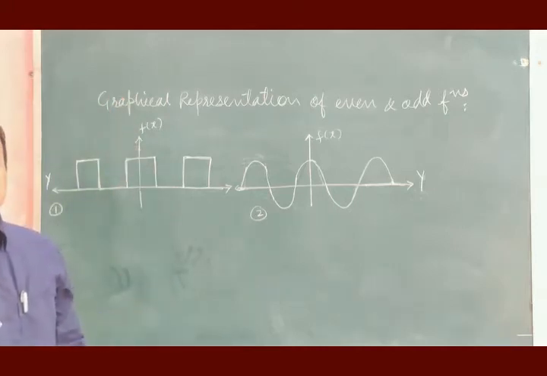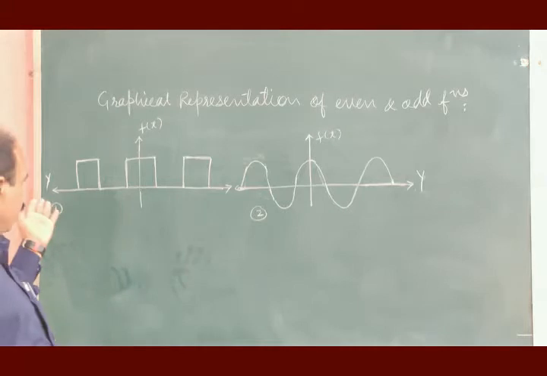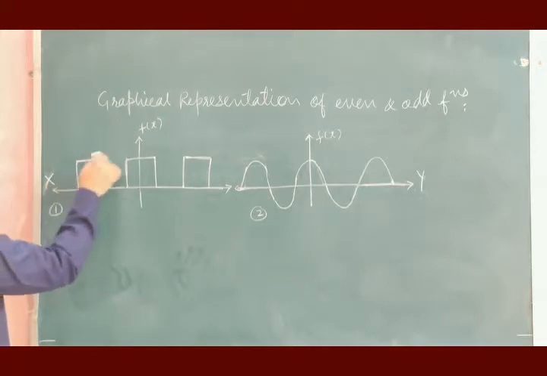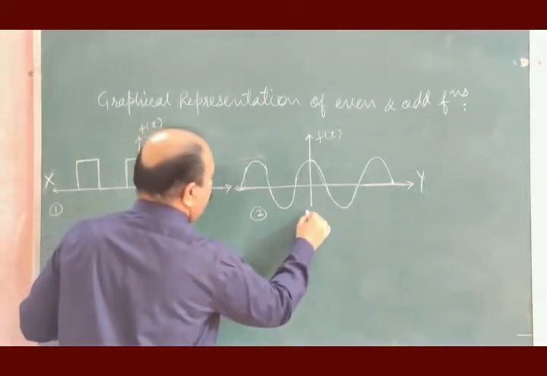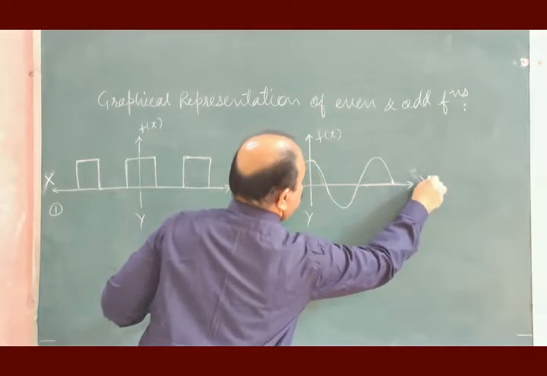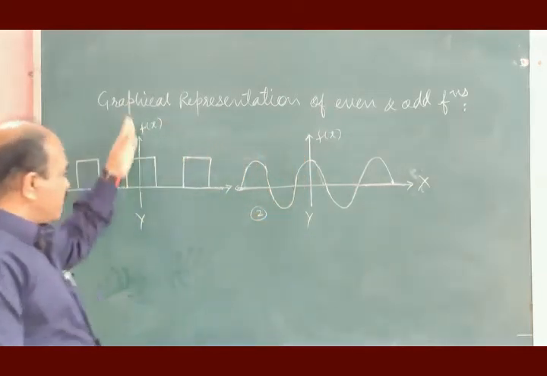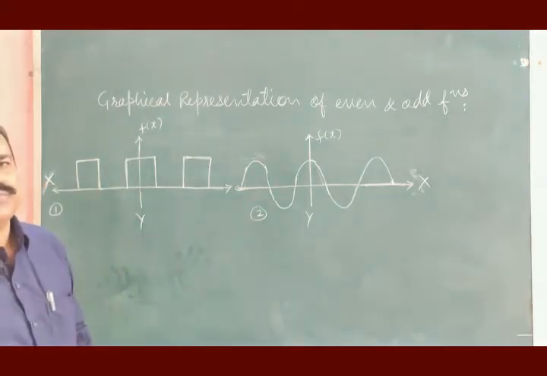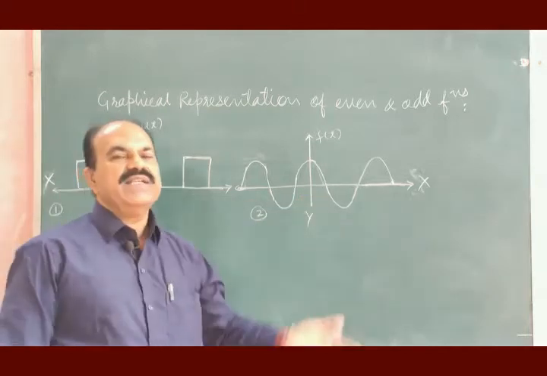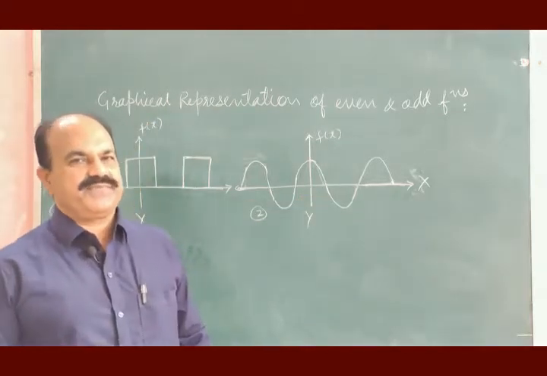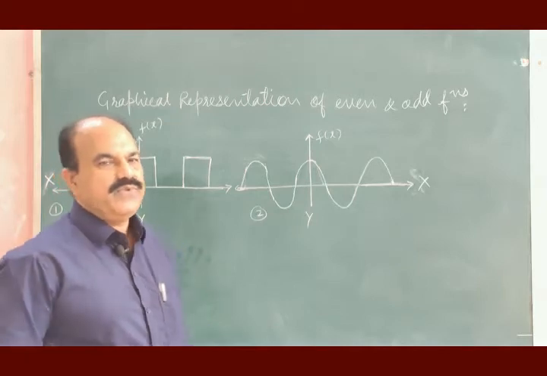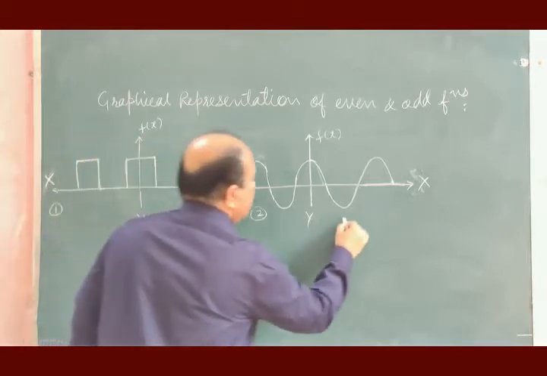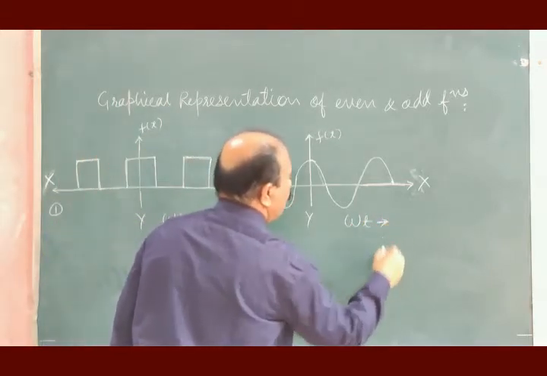Y-axis is known as function axis. What is x-axis? It is x. This is y. Y-axis is function axis in figure 1 as well as in figure 2. What is x-axis? X-axis is phase axis. You may go as omega t for x-axis.